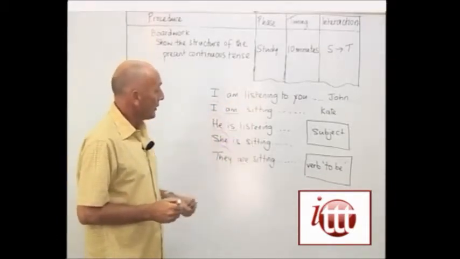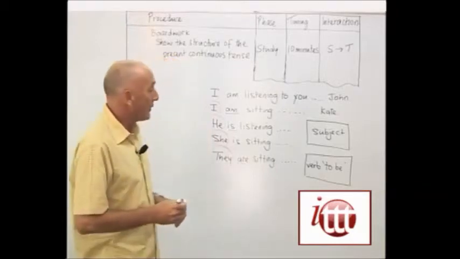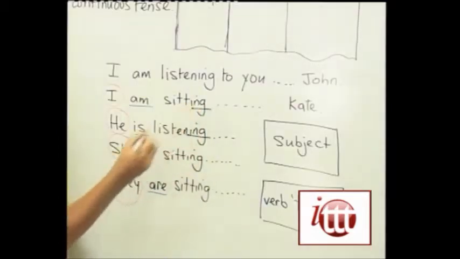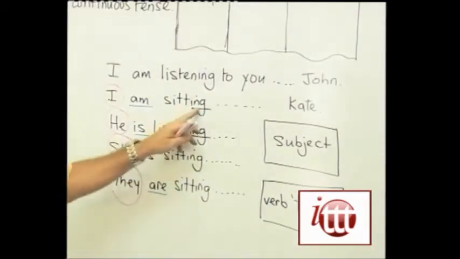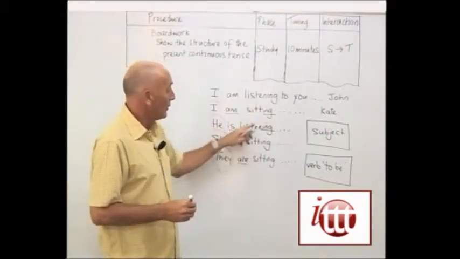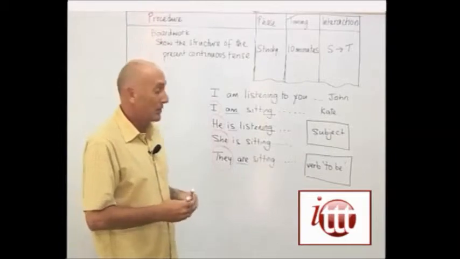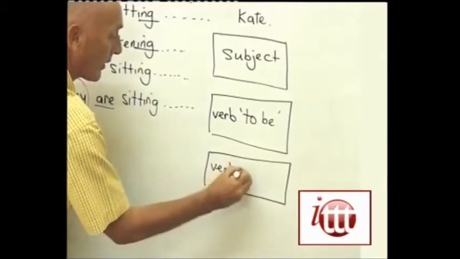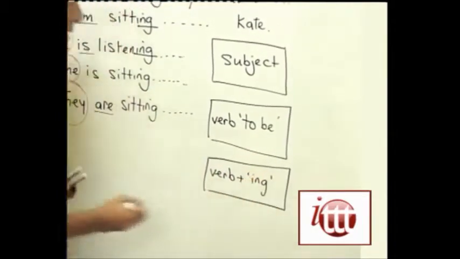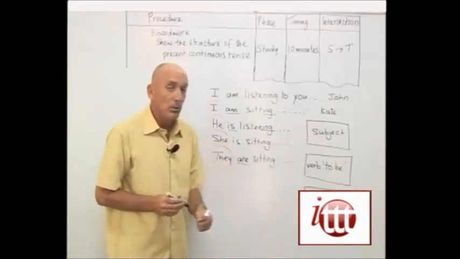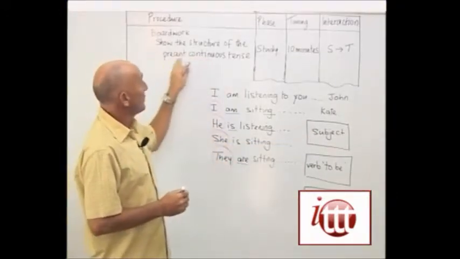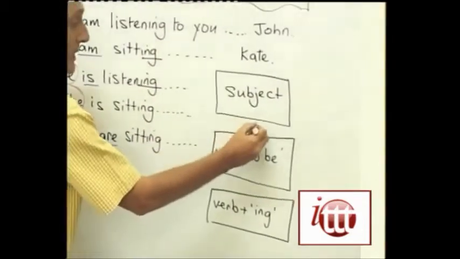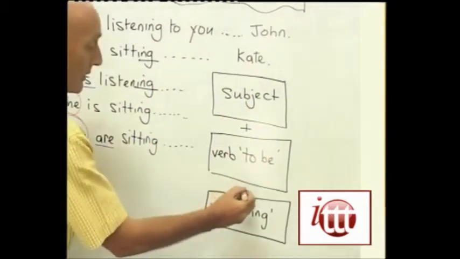Finally, we can look at the third word in each of these and find out what they have got in common. And the most obvious thing that they have in common, despite some spelling changes, is that they end up with ing. The thing that goes before those ings is some form of verb, to sit, to listen, and so on and so forth. So the third word is the verb plus ing. So in this way, I'm showing the structure of the present continuous tense in the form of this model. Subject plus a verb to be plus the verb ing.